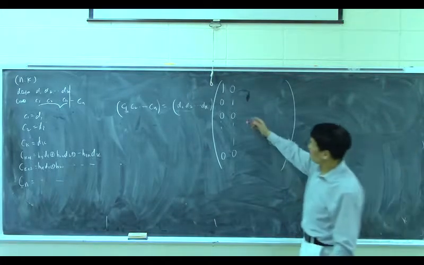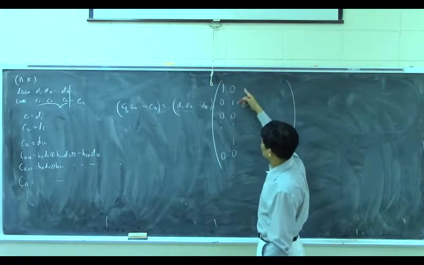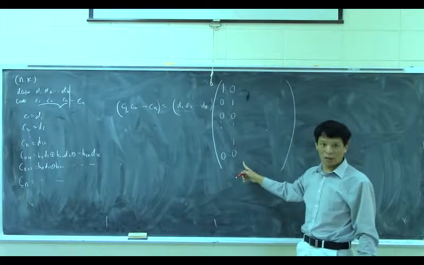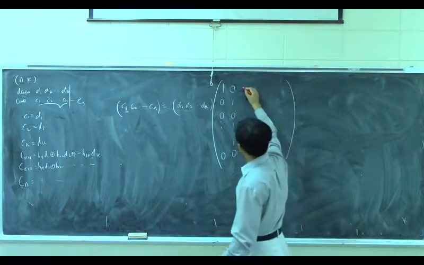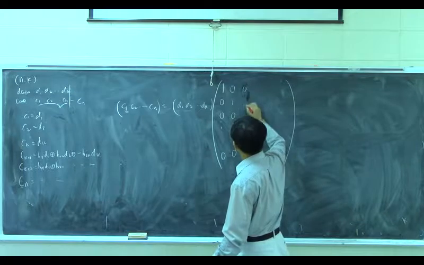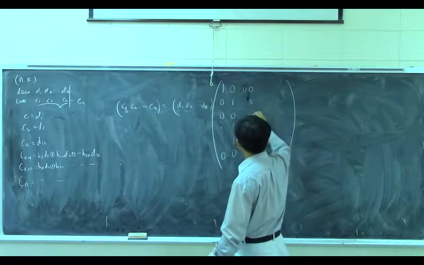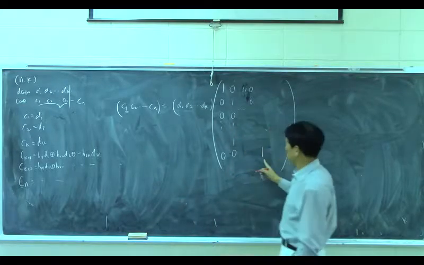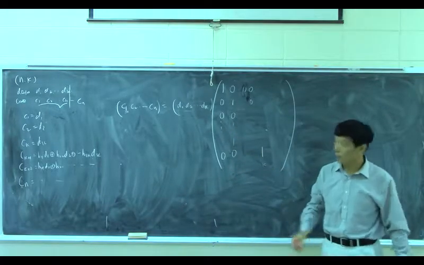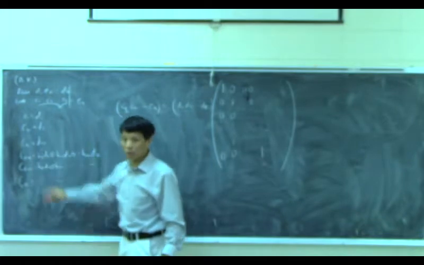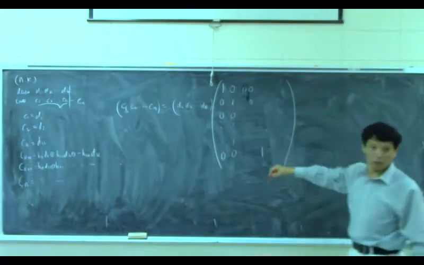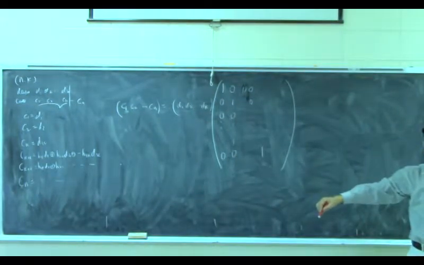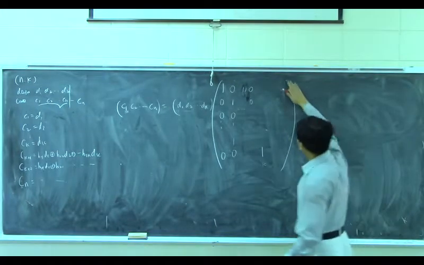Okay, what's the next one? 0, 0, 1, and all zeros, right? All the way up to the last line, which is 0, 0, 0, all the way to 1 here. So that's all the way up to this point. So this is the identity matrix. And we have more.